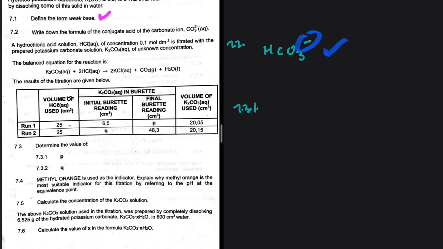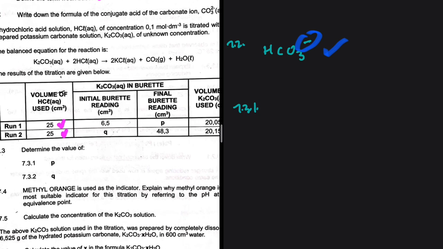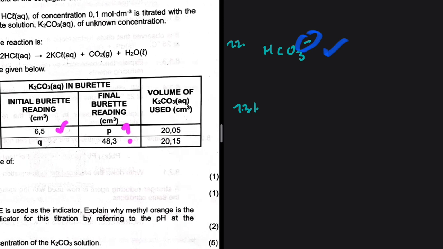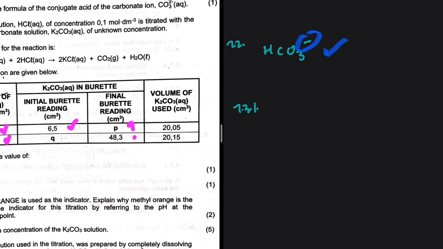We have two runs. In run 1 and 2, the volume of HCl used is the same, right? 25 centimeter cube. Okay, and then in run 1, where we find P, we are given the initial burette reading of K2CO3. It is 6.5. And then the final reading of the burette is P, which is unknown, right? And the volume of K2CO3 that is used is 20.05. And we are looking for the value of P.